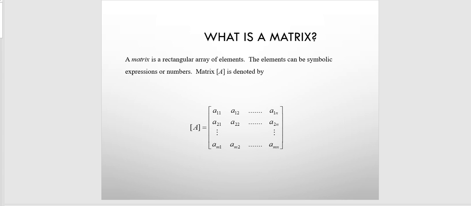Okay. Next is what's a matrix? A matrix is a rectangular array of elements. The elements can be symbolic expressions or numbers and denoted by this. This may not always be rectangular, it may be square as well.